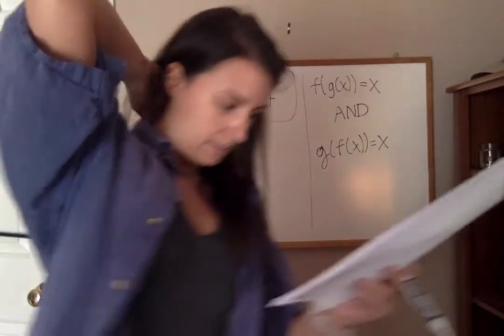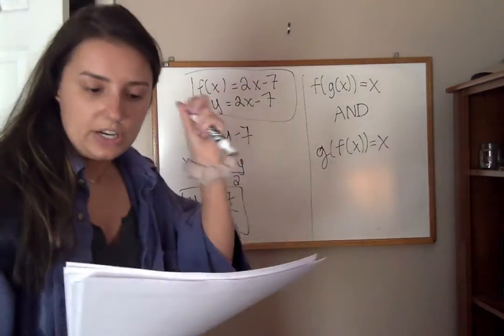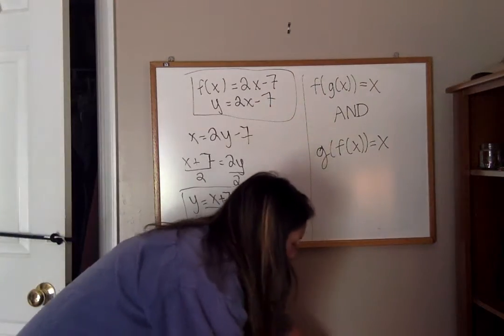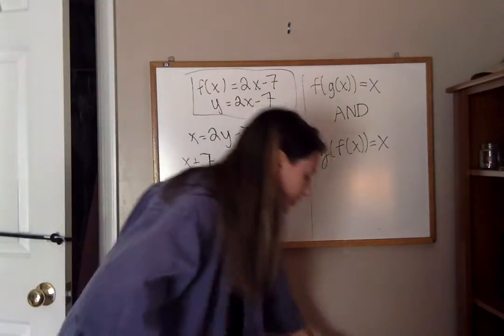Okay. Page 17. So this is switching gears a little bit. It's talking about direct, inverse, and joint variation.